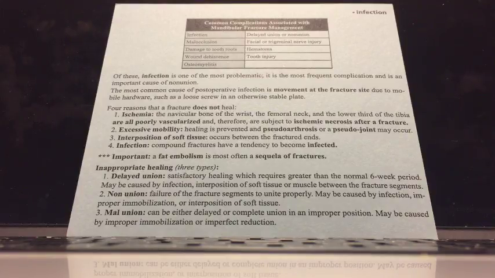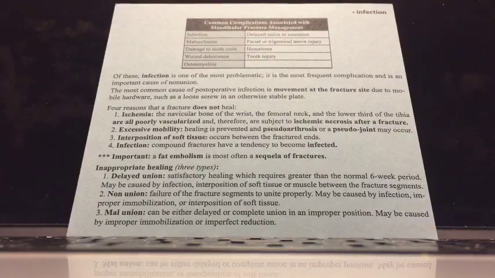Important. A fat embolism is most often a sequela of fractures. Inappropriate healing. There's 3 types. Delayed union, which is satisfactory healing, which requires greater than the normal 6-week period, may be caused by infection, interposition of soft tissue or muscle between the fracture segments.